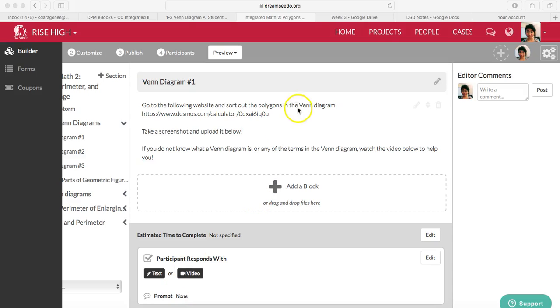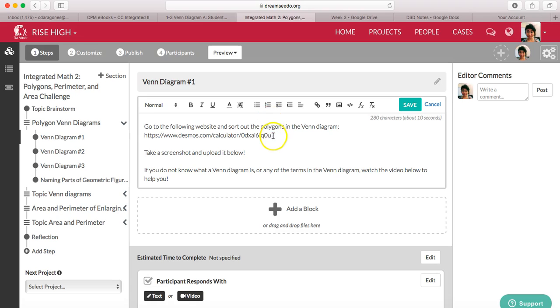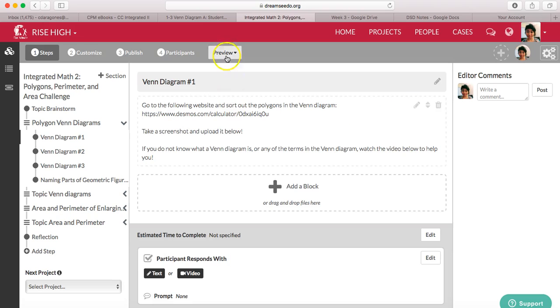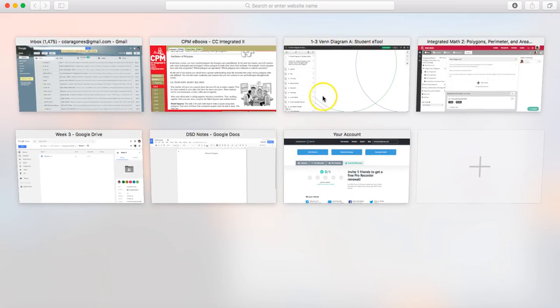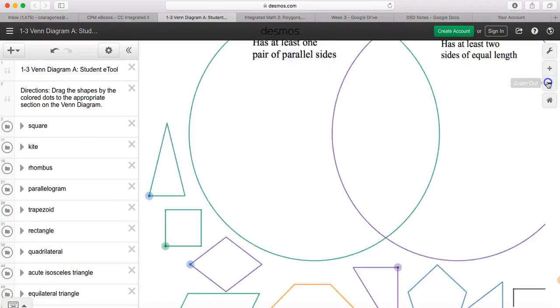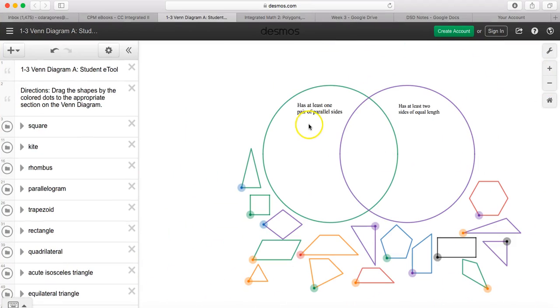Okay, so in this part of the challenge, I asked you to go ahead and sort out the polygons in the Venn diagram on this website. So when you put this website in to your browser, it should open up this website right here. Now, this website contains a Venn diagram and 16 polygons, 16 shapes, and you're supposed to sort out the polygons where they belong in the Venn diagram.